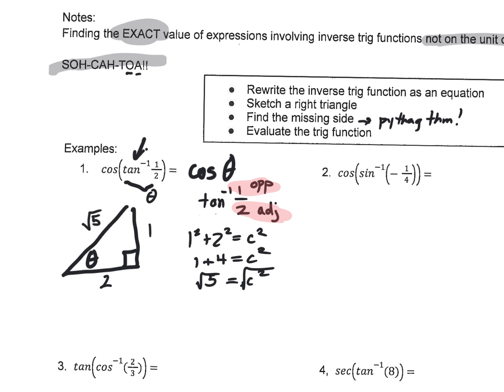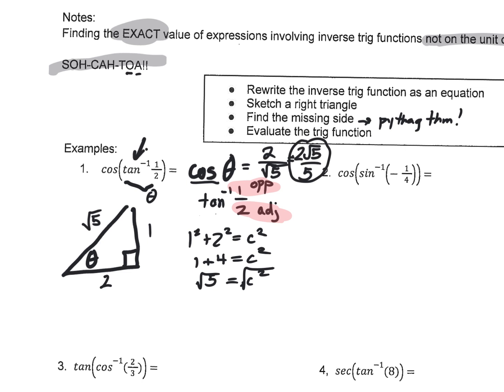Now, this is telling me to find the cosine of theta. Cosine is what? So looking at that right triangle, what is the side that is adjacent to that angle? What is the hypotenuse? Square root of 5, isn't it? Okay, and if we simplify this, we get 2 root 5 over 5, and that would be our answer.